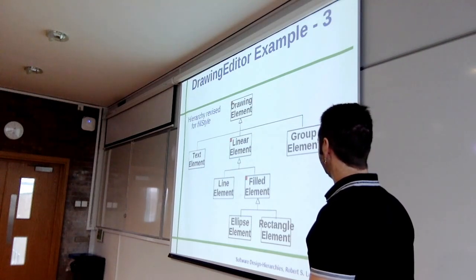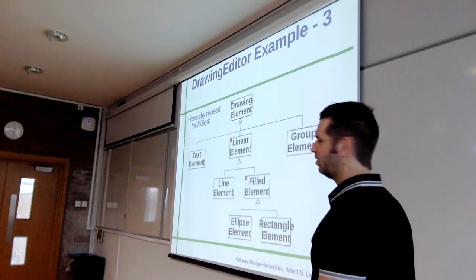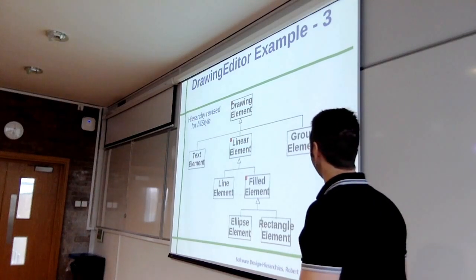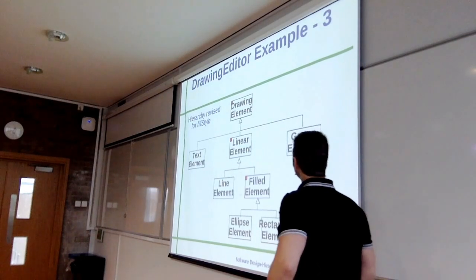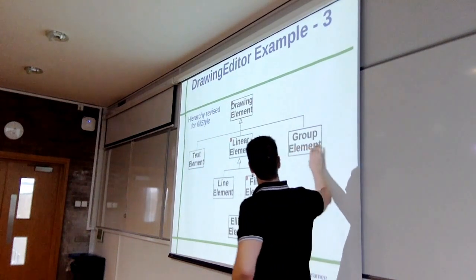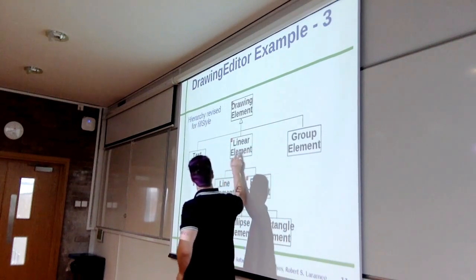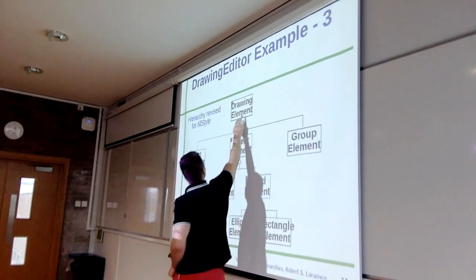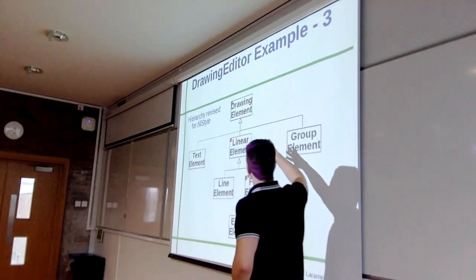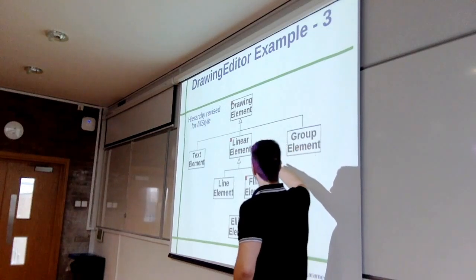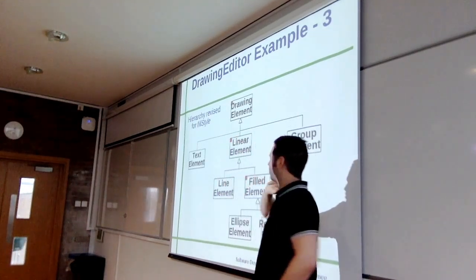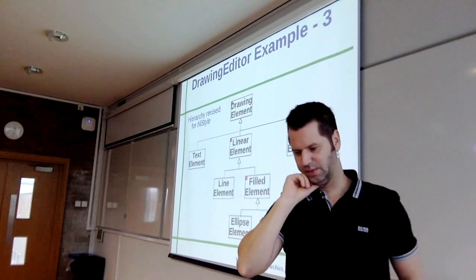By the way, you could easily rewrite this hierarchy without the word element everywhere. Right? You could just delete this word element from all these classes. You don't need those elements. And just have one element, like drawing element. Group is a type of drawing element, and linear is a type of drawing element. You don't need that redundancy.